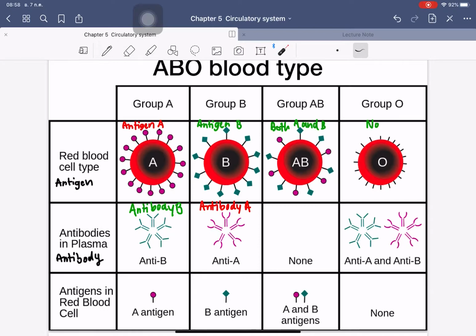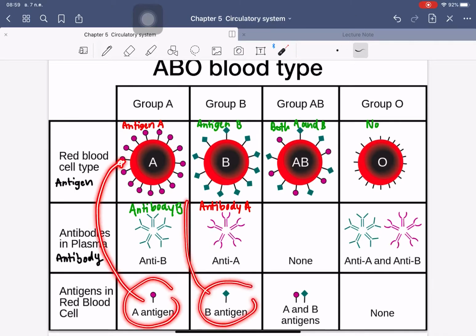Okay, and in blood type O, you have both types of antibody. If you see the word anti here, it means antibody. And this one is antigen, referring to this one.